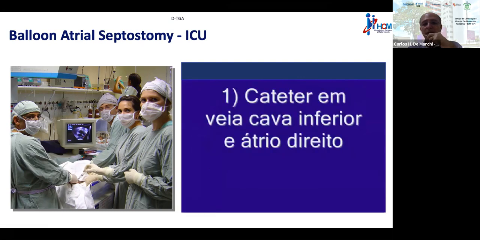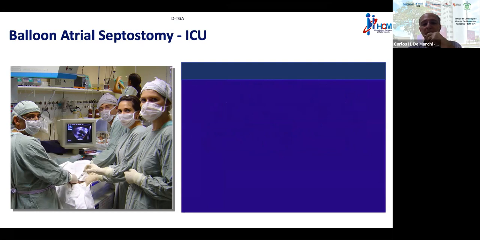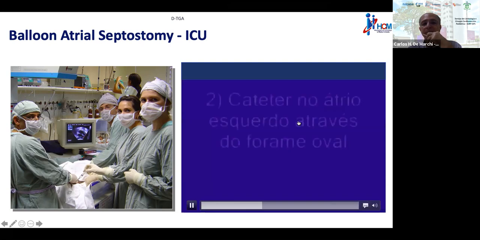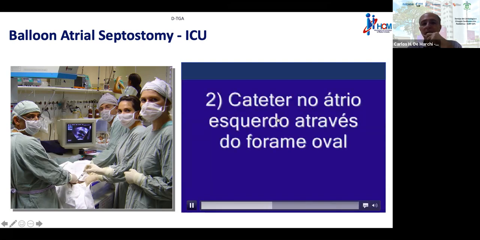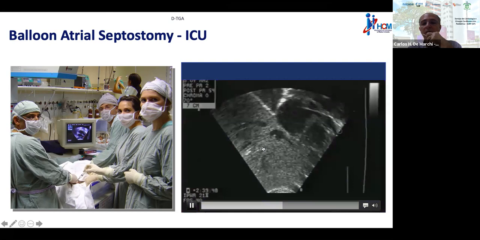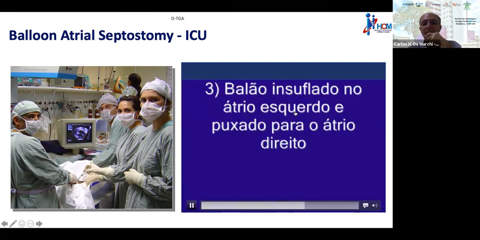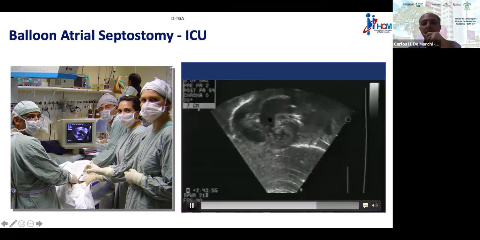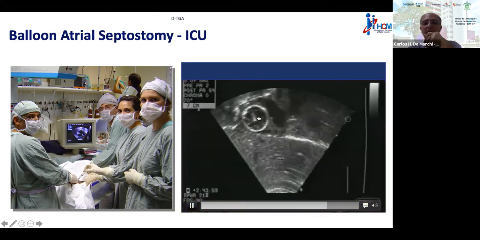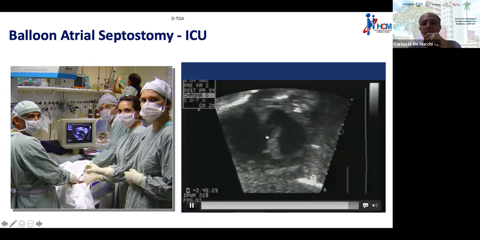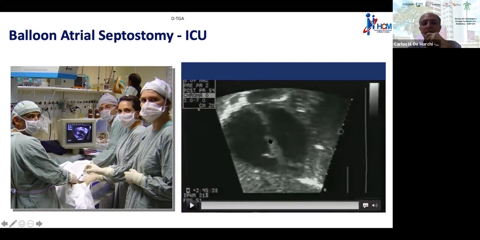First, catheter in the inferior vena cava and right atrium. Here, catheter, vena cava, right atrium. Two, catheter in the left atrium through the foramen ovale. Here, the catheter in the left atrium. Balloon inflated in the left atrium and pulled back to the right atrium. The balloon pulled back now in the right atrium. Okay, and the final result. It's a good ASD with the flapping of the borders of the ASD, and the mixing is better now.